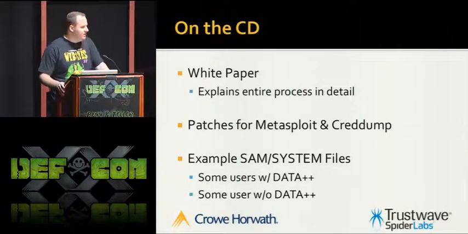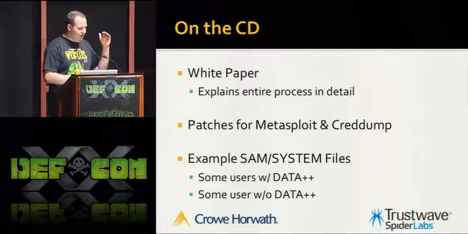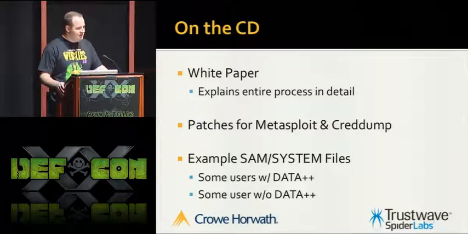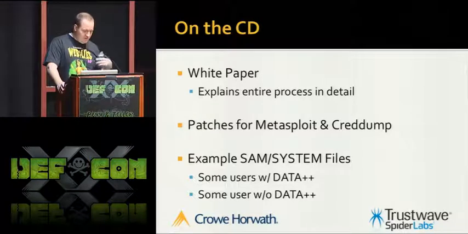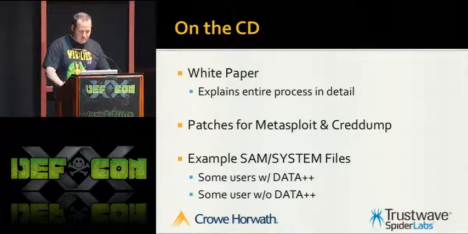So on your DEFCON CD, there is a white paper. It goes into a ton more detail about how you actually extract these hashes out of the registry. We didn't want to create a new tool, but we did want to provide a blueprint for how this works, so you can take a registry-extracted value and peel it all the way back down to the hashes using the white paper. We also have the patches for Metasploit and Creddump on the CD, so if you want to use them, you can. We've also provided an example system that has both a corrupted user and a bunch of non-corrupted users, so you can see the difference when you use the patches to extract the new passwords. So if you want to follow along with us or play with those, they're there for you.